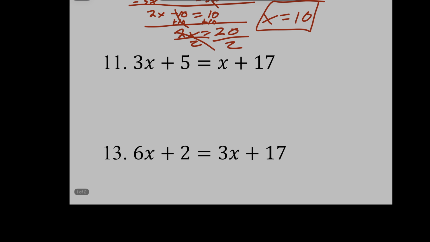Here we go. I have letters and numbers on both sides. So I need to move somebody over. And as I said in the last one, I'm going to go minus x on both sides.